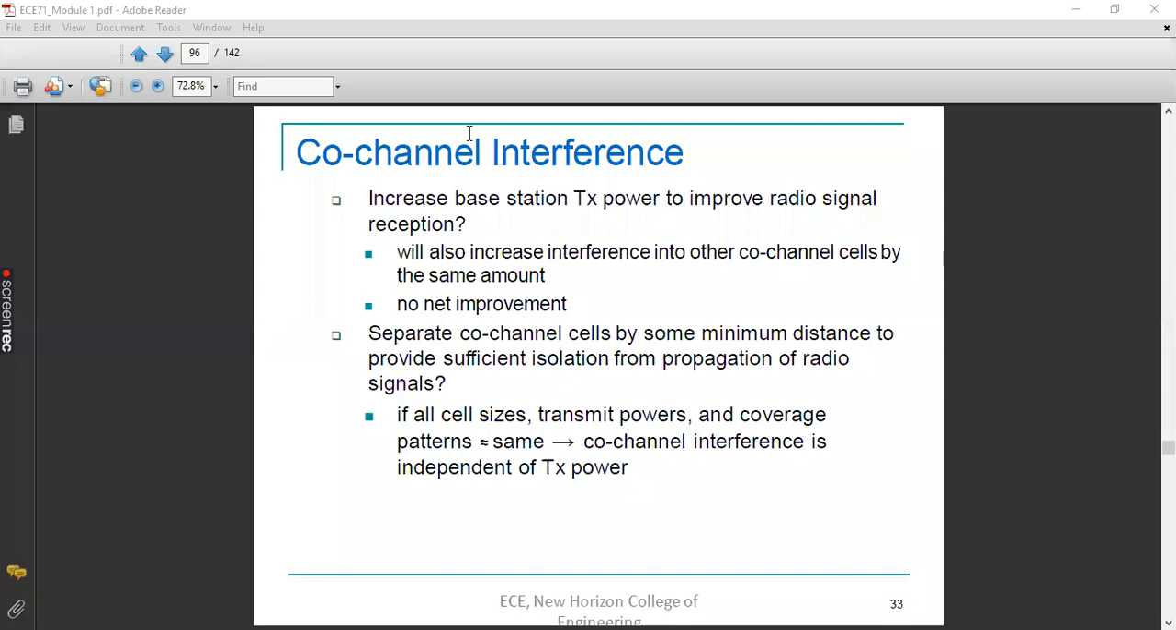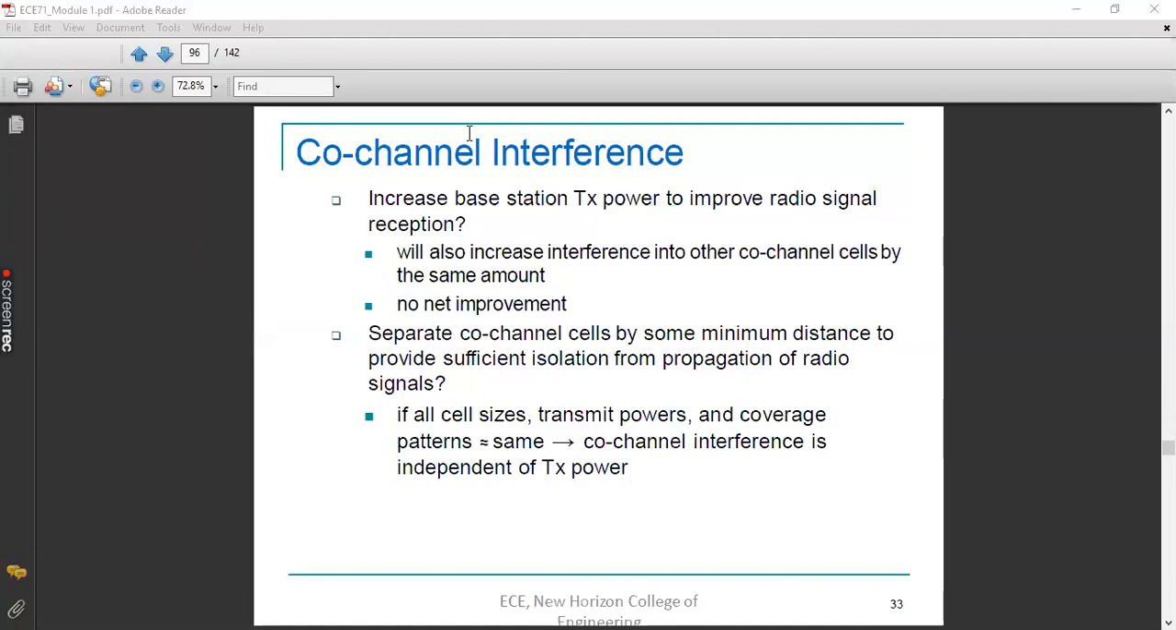Now, what will happen if we separate the co-channel cells by some minimum distance to provide sufficient isolation from the propagation of radio signals? Definitely that is going to increase our quality. So we are trying to increase the co-channel cells distance, that is capital D, the distance between the co-channel cells. So assume that all the cell sizes, transmit powers and coverage patterns remain the same, there is no change for the cell size.